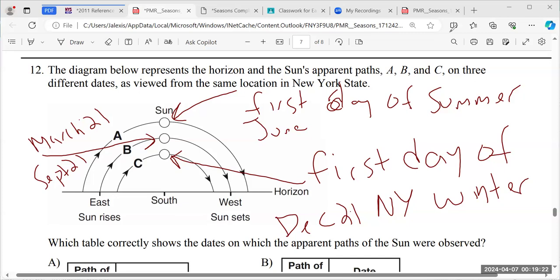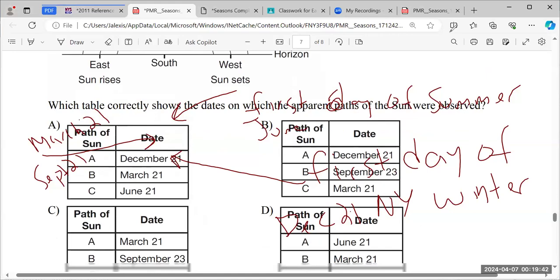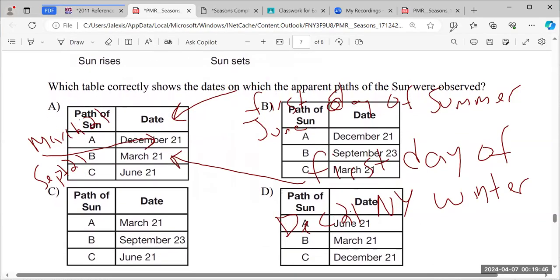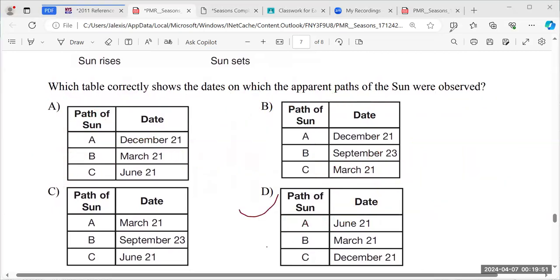Knowing what I know, which choice tells me A is the first day of summer because it has the highest path, C is the first day of winter because C has the lowest path of the sun, and B is in between, which could be March or September. And when I look, the one that has that option is choice D.